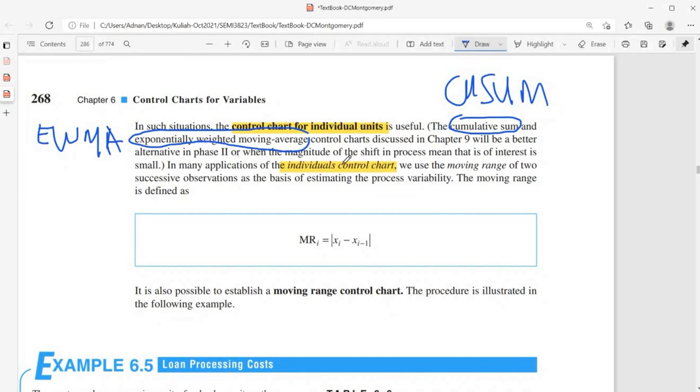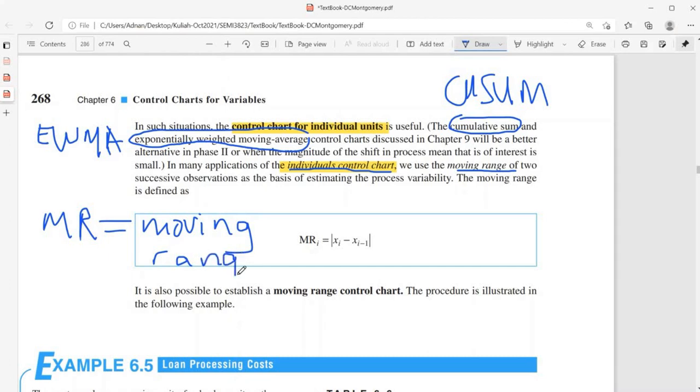Before we go to that, let's look at the individual control chart. For the individual control chart, we use the moving range of two successive observations. MR means moving range. So we are measuring the difference between the current value minus the previous value, xi minus xi-1, meaning two adjacent points. I will show the example later on.